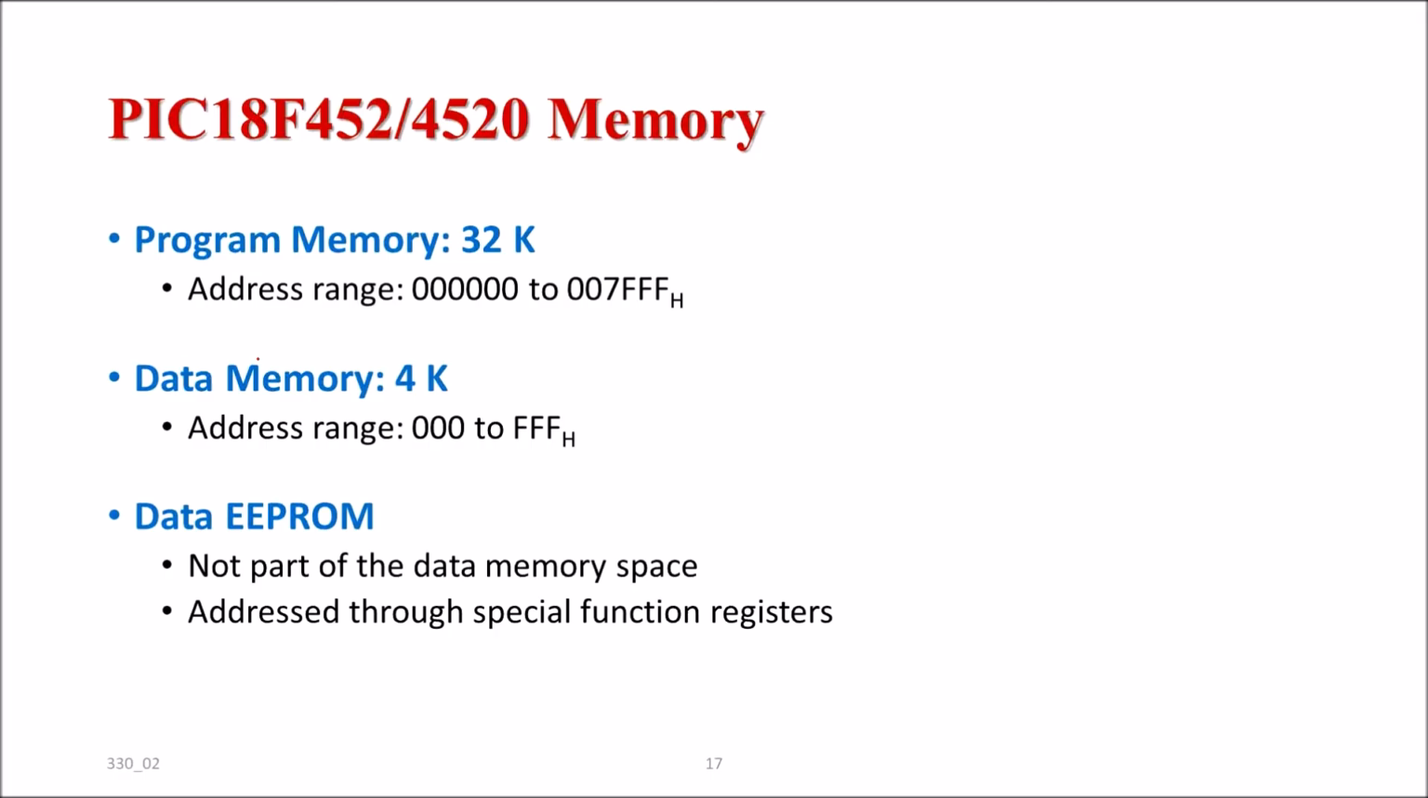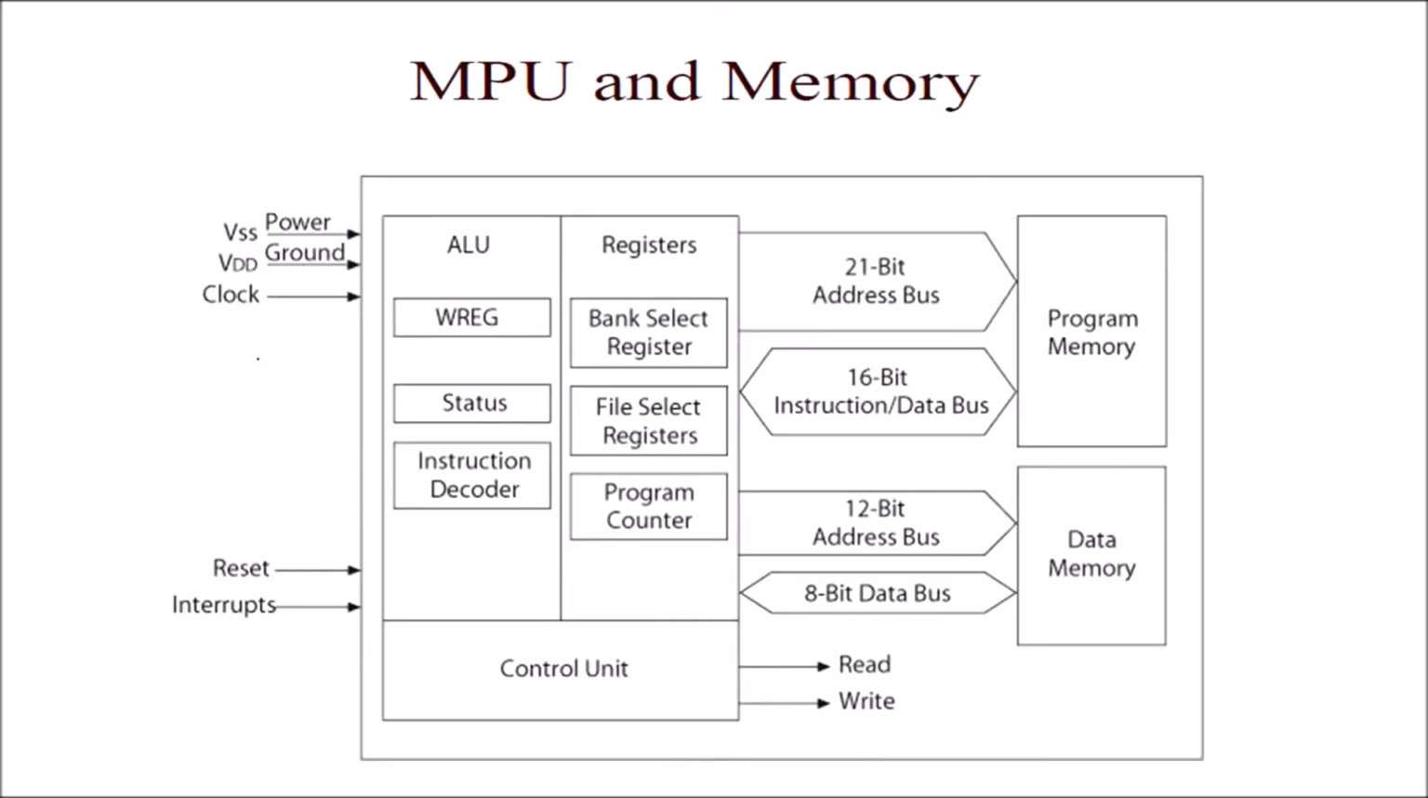The program memory address range which the user can use varies from 00000H to 007FFH. Data memory is 4 kilobytes, so 000 to FFFH. Data EEPROM is also there. It is not a part of the data memory space, but it is addressed through special function registers.